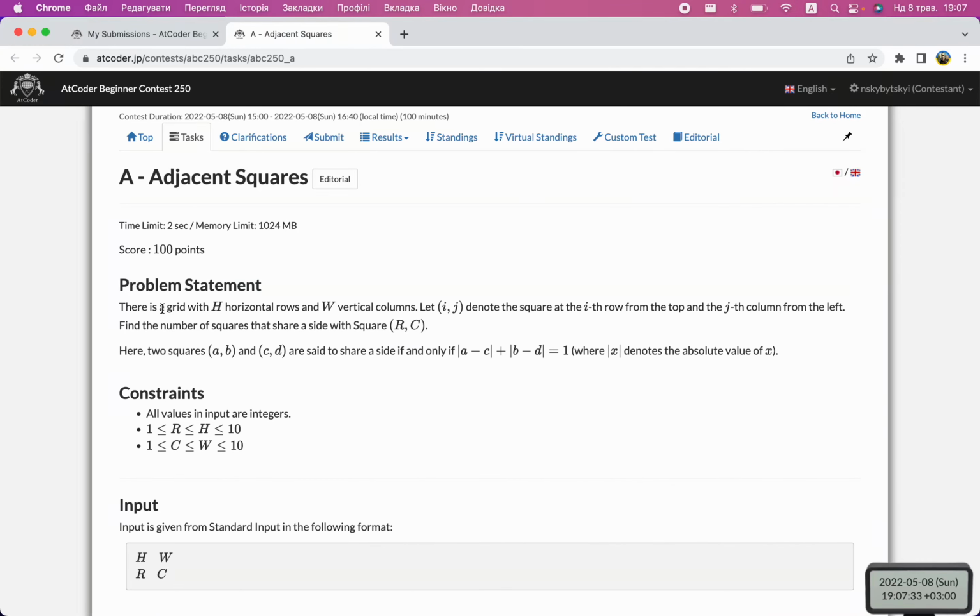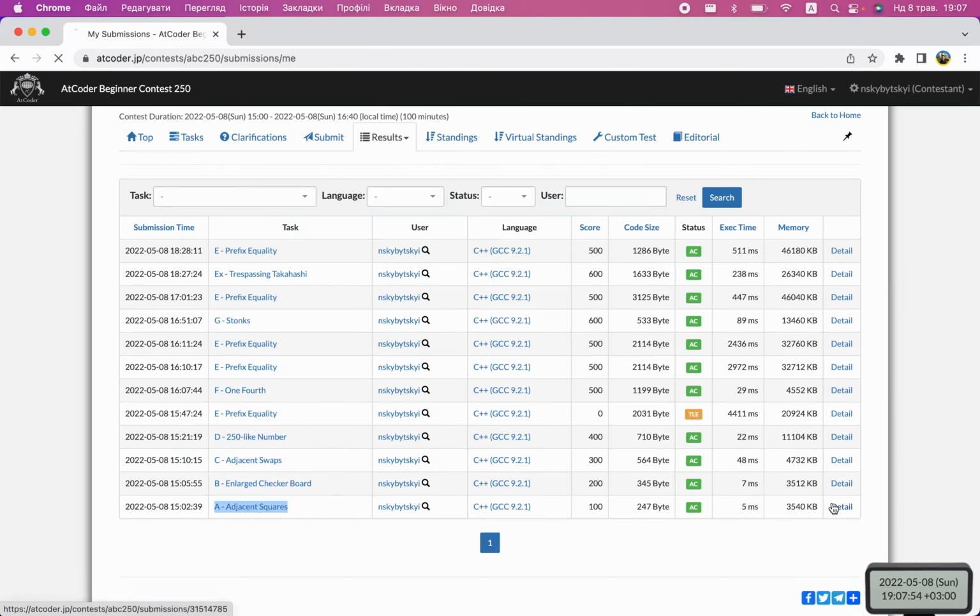Adjacent Squares. In this problem, we had a grid with H horizontal rows and W vertical columns. We were given a square (R, C), at row R in column C, and we needed to count the number of squares adjacent by side to this square. So the way I did it was the following.